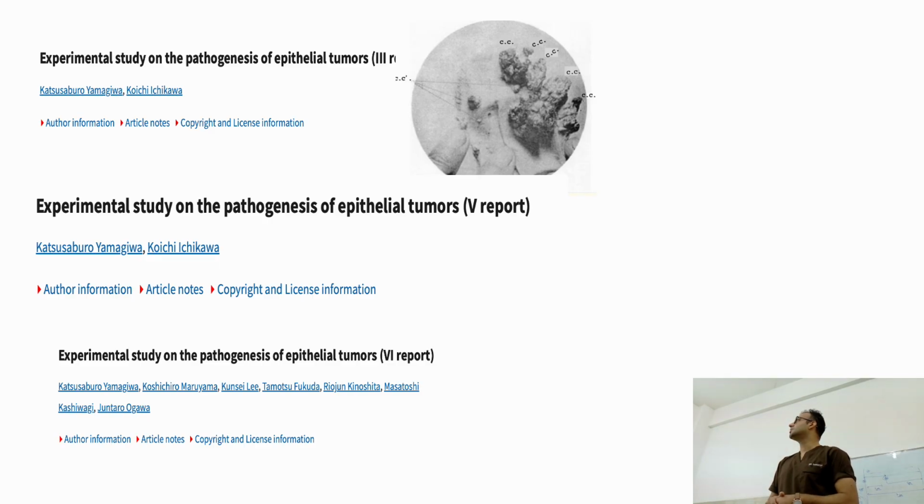This is the series of studies proposed by Yamagiwa et al. from Japan. They painted coal tar on the rabbit ear, and after 8 years, they saw that they developed squamous cell carcinoma, which was the first experimental proof of cancer.